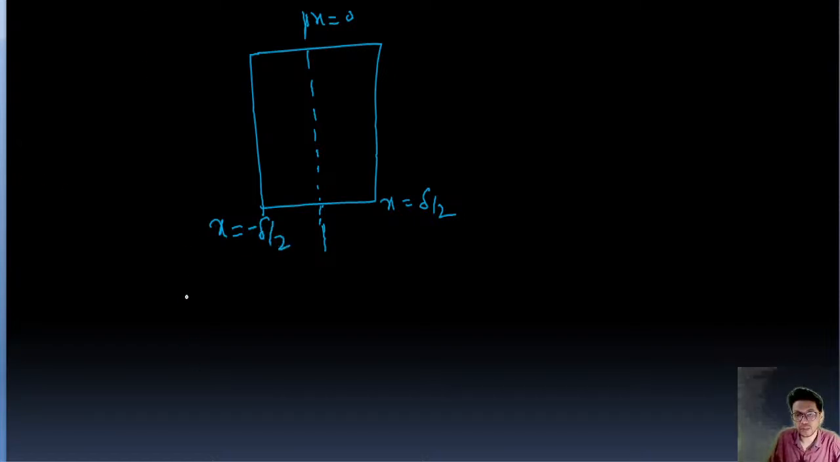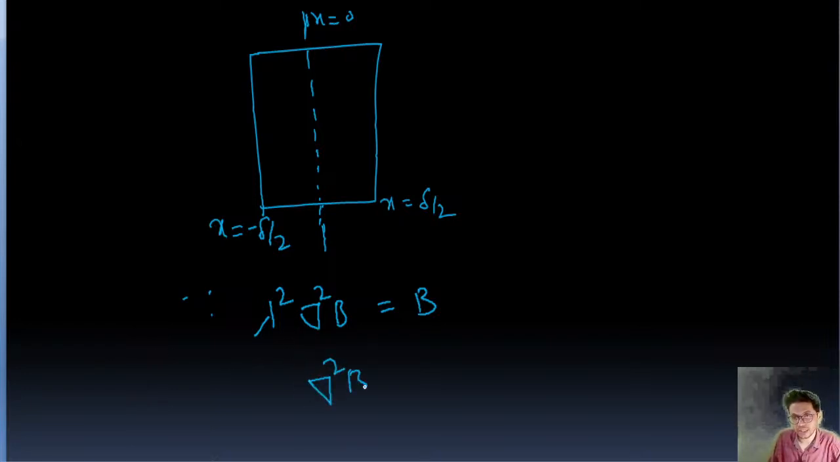So now I'll solve it. We have been given that del square b equal to b upon lambda square, where b is the magnetic field. So from here we can write del square b equal to b upon lambda square, right? And so we'll solve it.